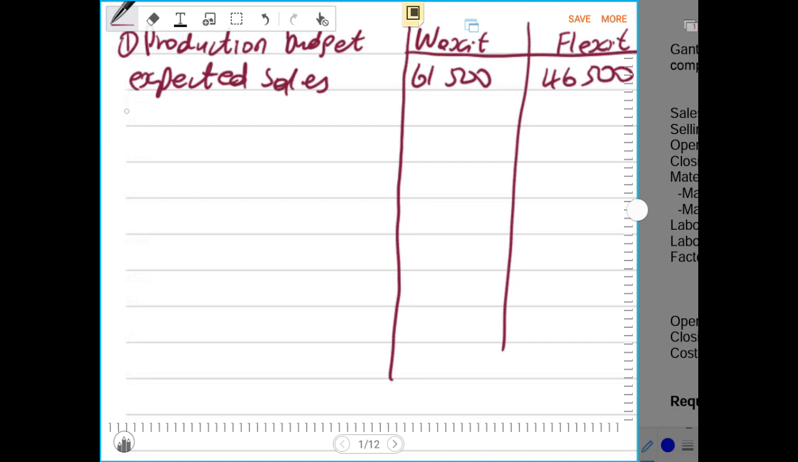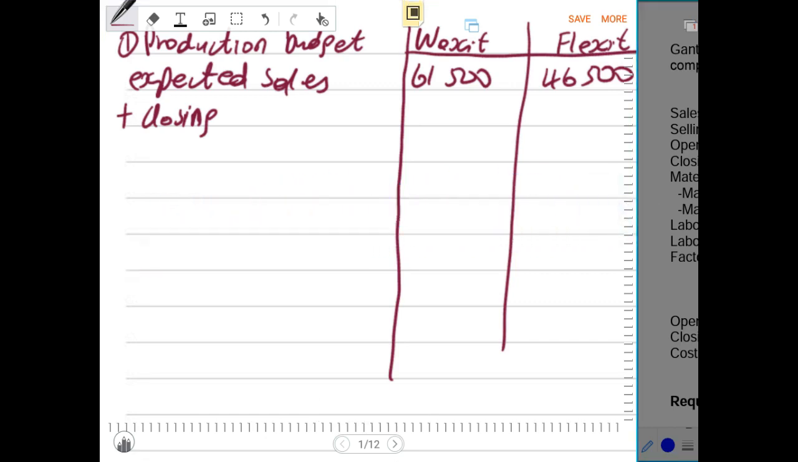Then after, we always have to add the closing stock. Why do we have to add the closing stock? It is because closing stock is the units that will be left at the end of the year. However, the closing stock are the units that would have been produced in the current period, but by the end of the year, they were left unsold. So now we want to know the units that will be produced. Whenever you do a production budget, you must always add your closing stock.